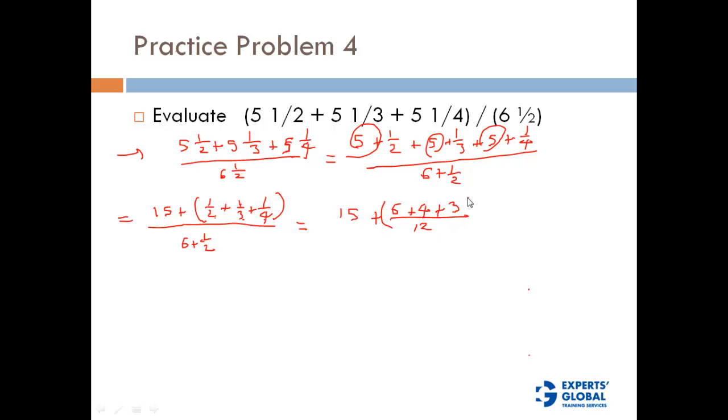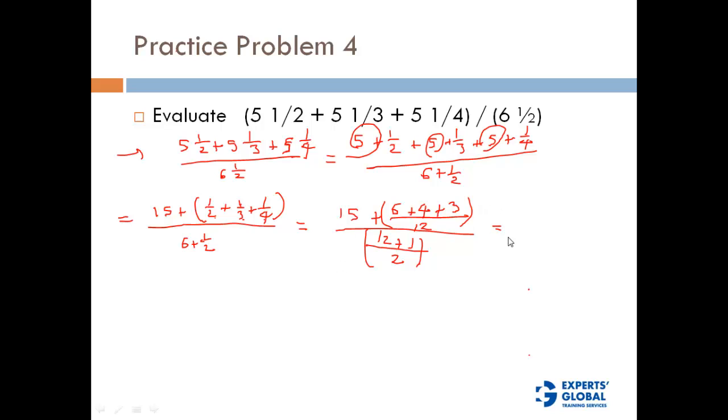So this is what we get for this particular fraction, divided by 6 plus 1 by 2. How do we do it? 6 plus 1 by 2 can be written as 12 by 2 plus 1 by 2, right? Because 6 is 12 by 2. So this is what we get. Correct? Okay, now let's look at this.